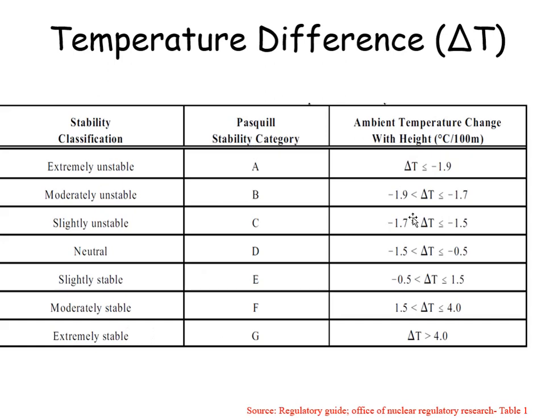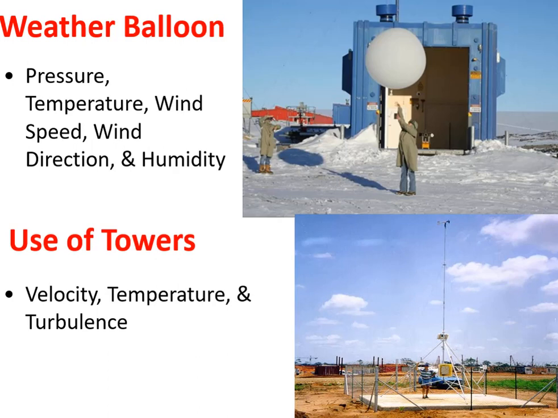So this is the classification of different temperature and the stability classification. People use this category A, B, C, D to define that. Various instruments and methods are used to measure the air quality, as well as different parameters like the pressure, temperature, wind speed, humidity, velocity, temperature, turbulence.